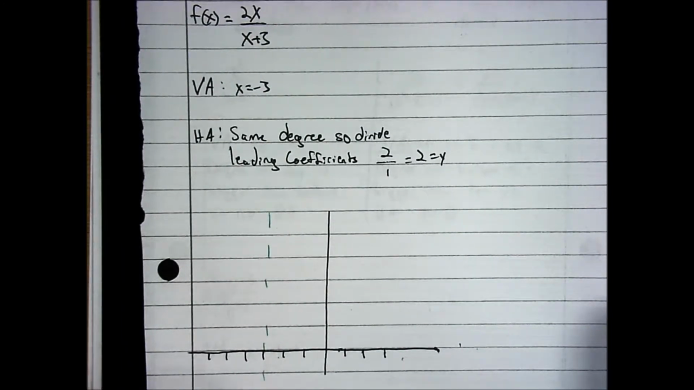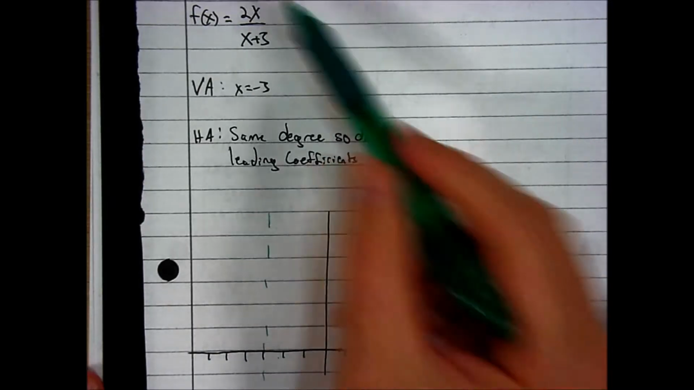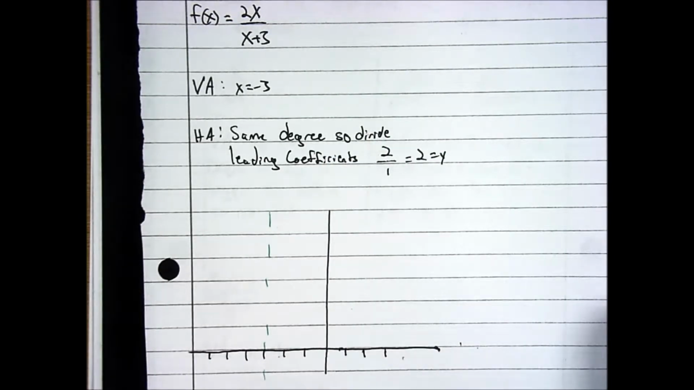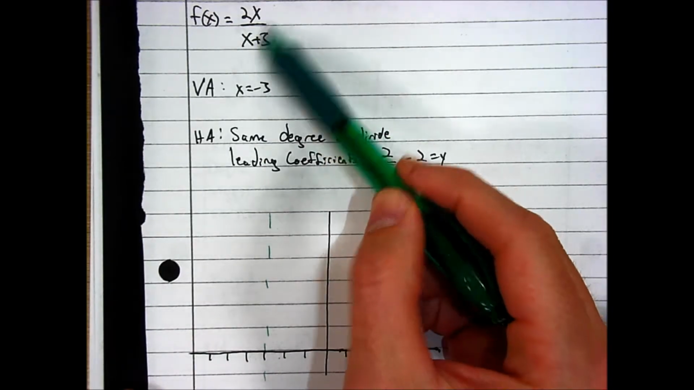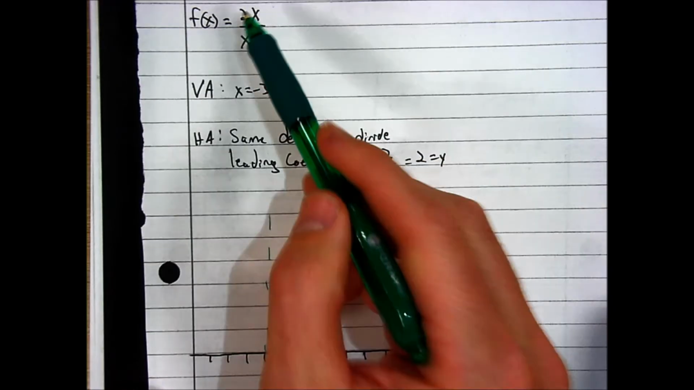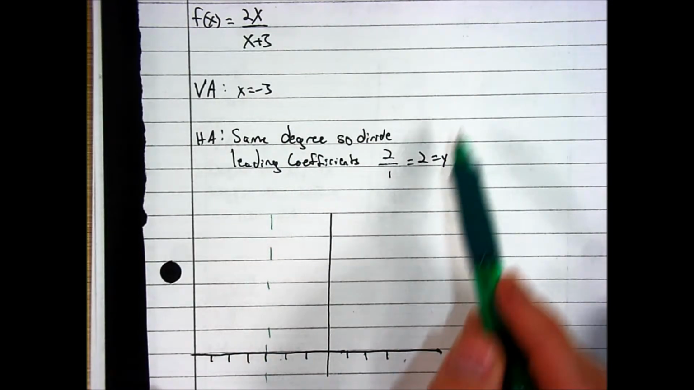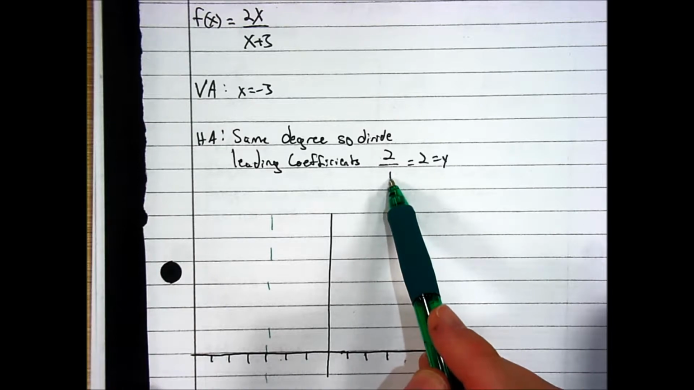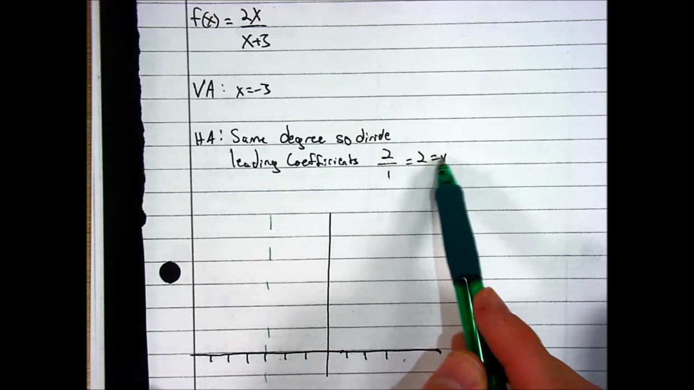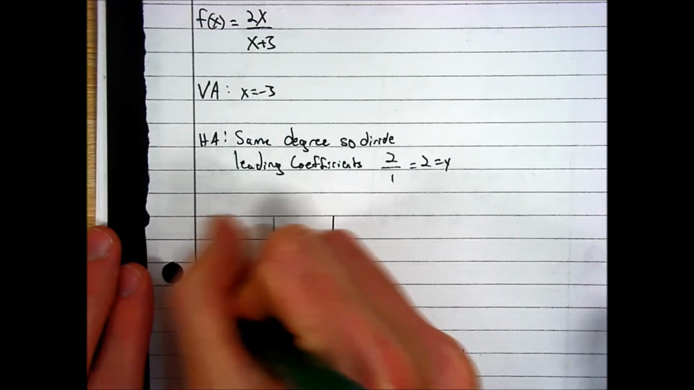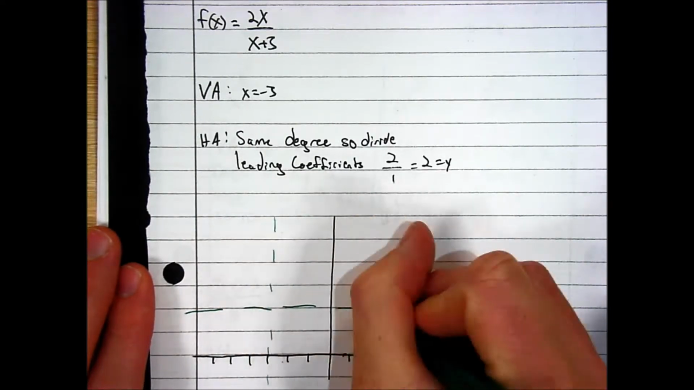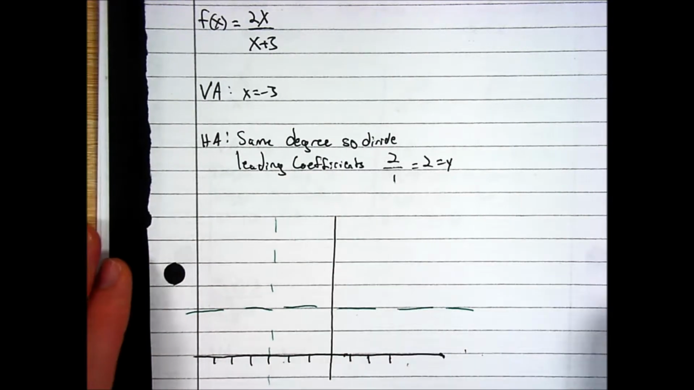Next, horizontal asymptotes. The top and the bottom both have the same degree, x to the first, x to the first. So I divide the leading coefficients. 2x over 1x is going to equal 2. So my horizontal asymptote is going to be at y equals 2.